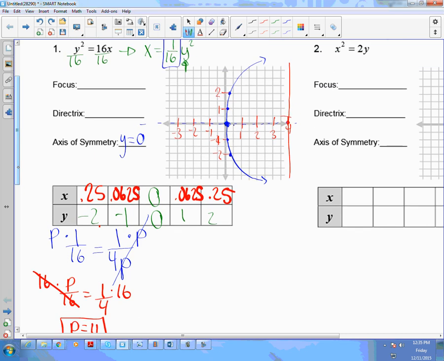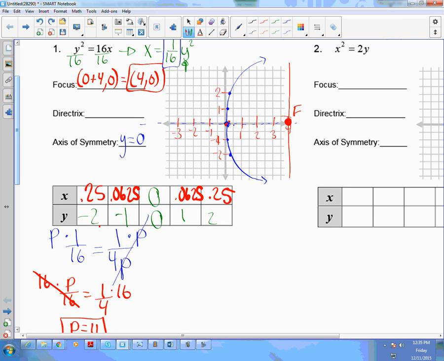Okay, so my vertex is here at 0, 0. My focus is on the axis of symmetry. What's 4 to the right? 0 plus 4. 4. So that's why I make sure I label my point as my focus. The name of that point: if the x started at 0, I had to add 4, and y stayed the same. So the name of that point is 4, 0.